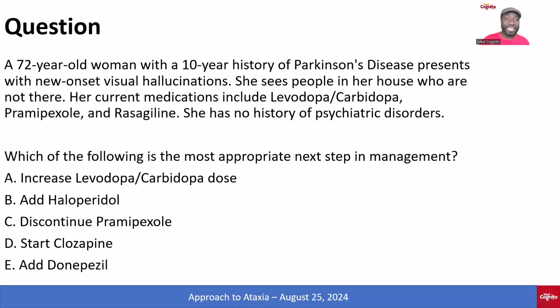Who is going for a different answer? Let me see. People are going for D, D, D, D. Interesting. Does someone have a different answer? Some are going for B, add haloperidol. Some are going for D. Oh, and Dr. Bernard went for C, discontinue pramipexole. Dr. Margaret is also going for C. So it looks like we have B, C, and D fighting now. I can tell that Parkinson's is not people's favorite topic at all. But by the end of the class today, Parkinson's will be a thing of the past, right?